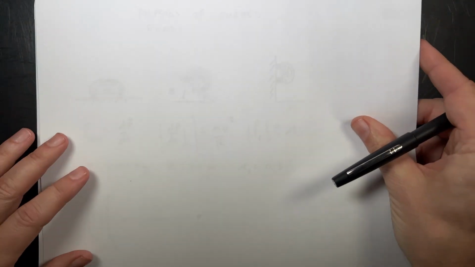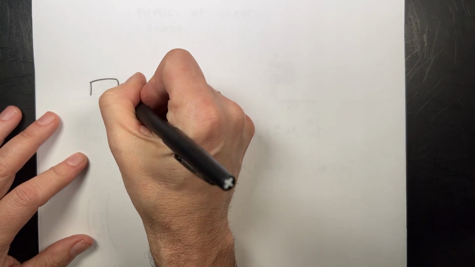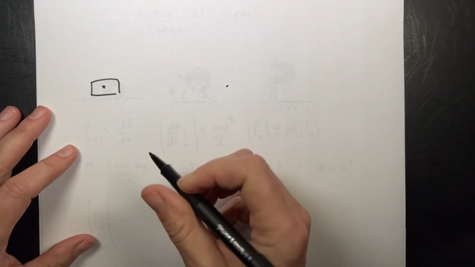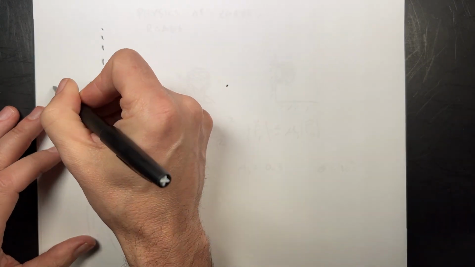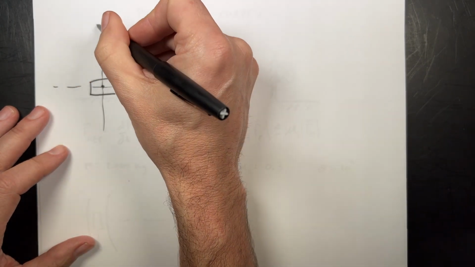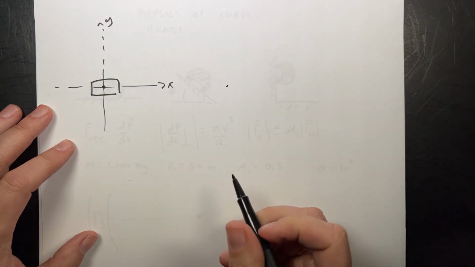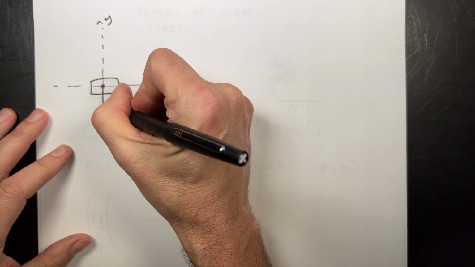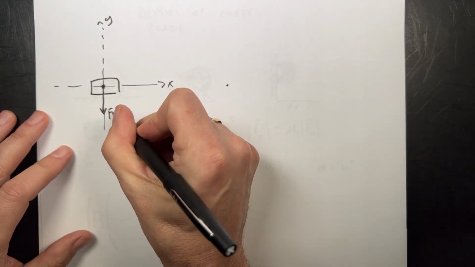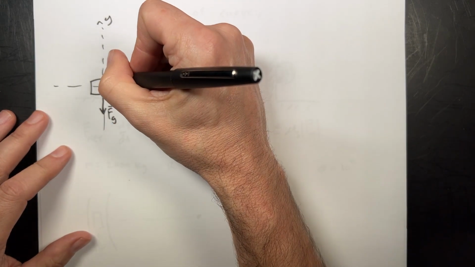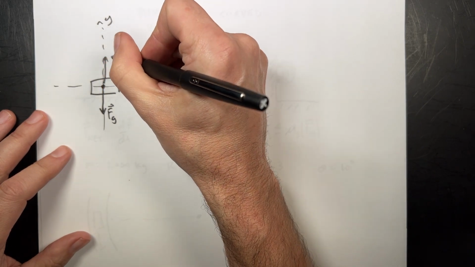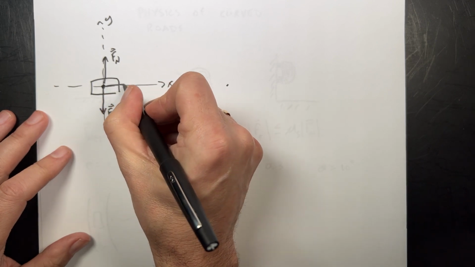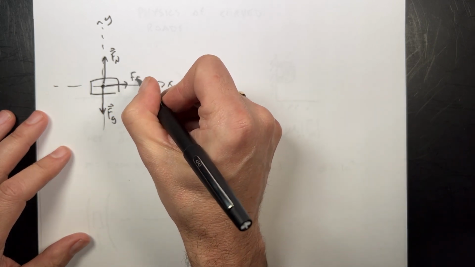Okay, so here's my car, just a box. And the center of the circle is over here. And I'm going to call this the x and the y direction. So what forces are acting on this car? Well, I have the downward gravitational force due to the interaction with the Earth. I'll call that Fg. I have the upward force due to the road, Fn. And then I have a frictional force this way, Ff.